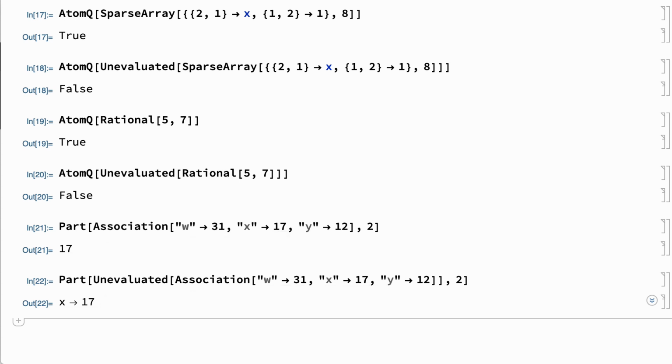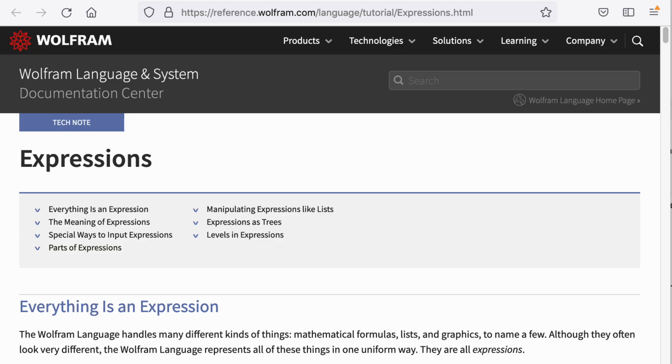Behaviors like these are typically an issue only in unusual situations, such as in programs that manipulate unevaluated expressions, or when the small amount of time needed to, for example, construct an association atom is of interest. In the Wolfram documentation, a good place to get more information about expressions is this tech note on expressions.